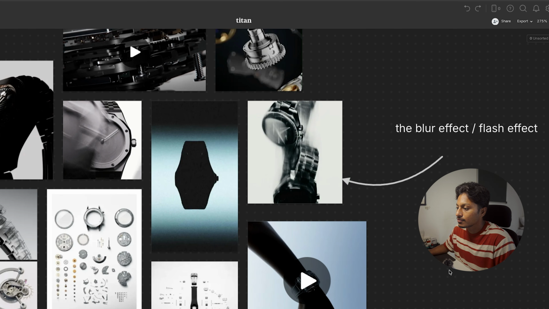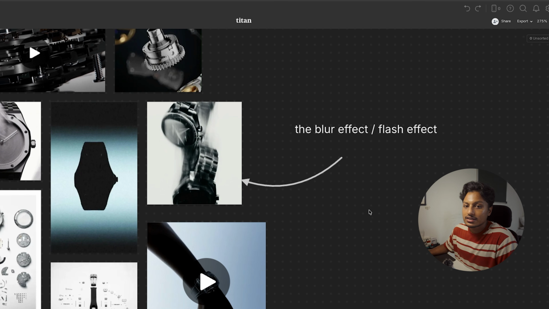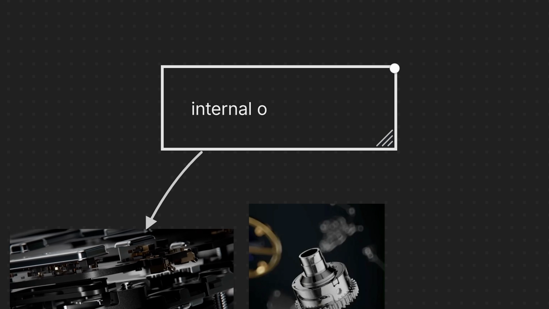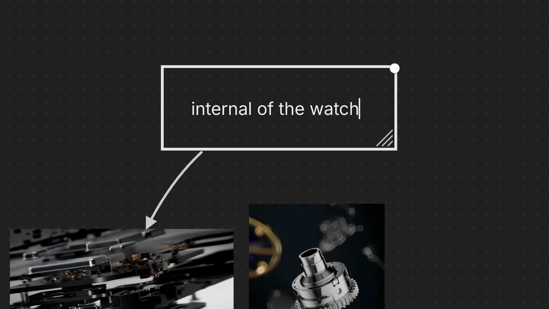Now what if I do this? Just by putting this text, now you know what my vision is. I'm going for that blur effect, that flashy effect between cuts. And because of this, my idea, my vision is defined clearly. And that is why defining your vision is important.